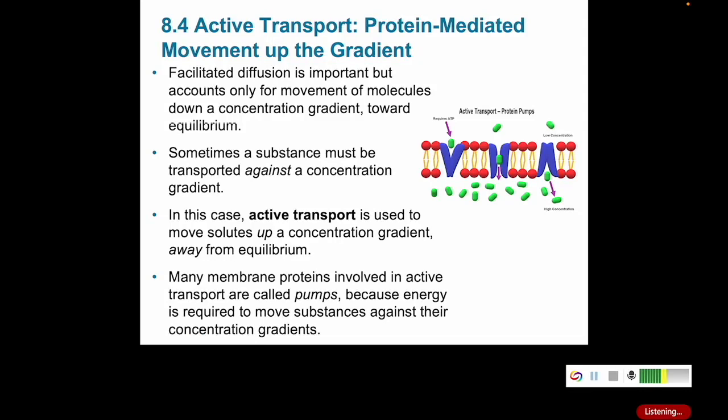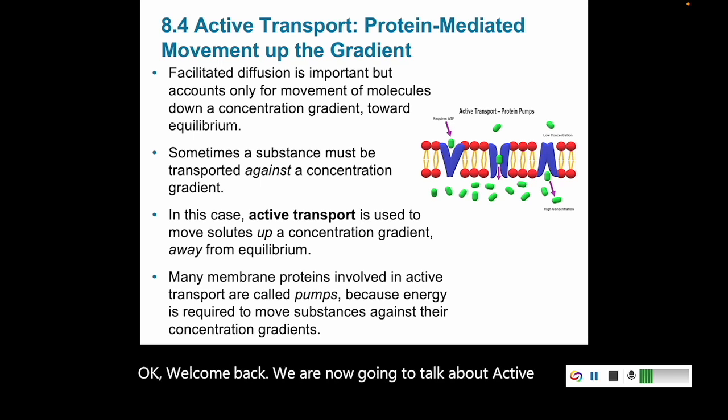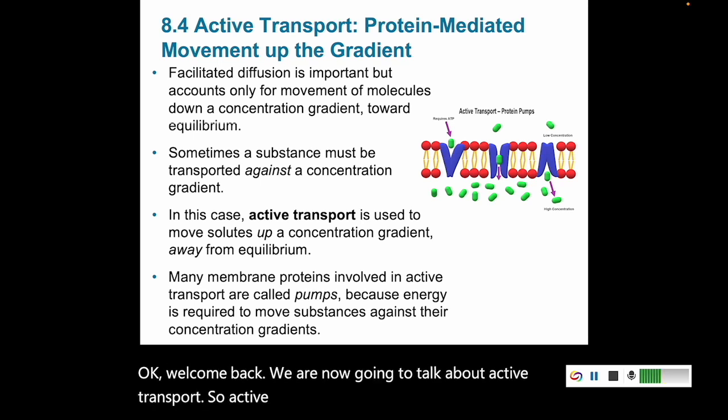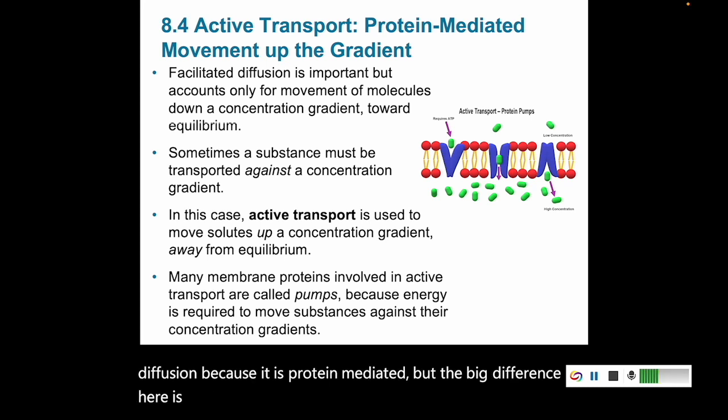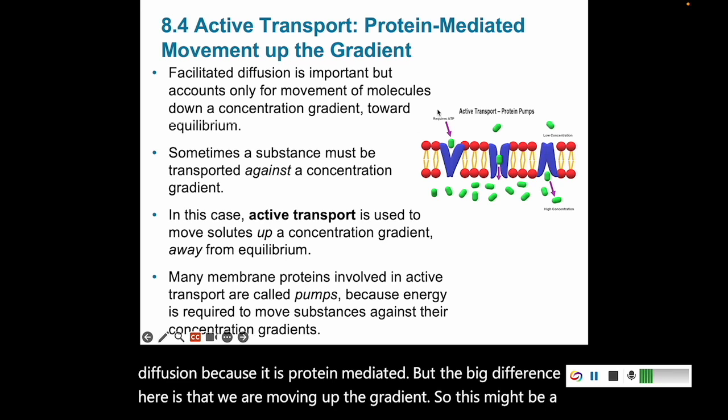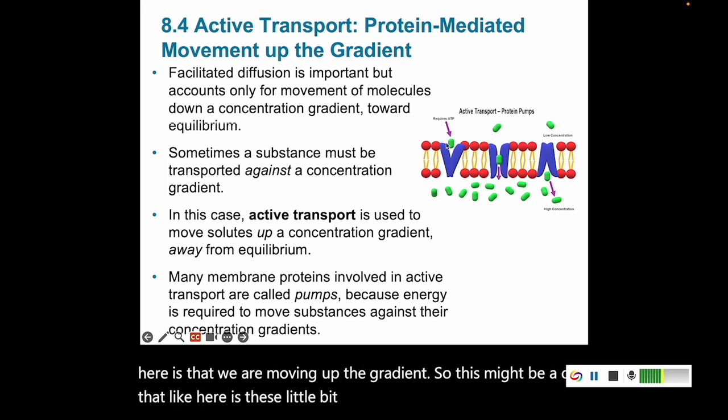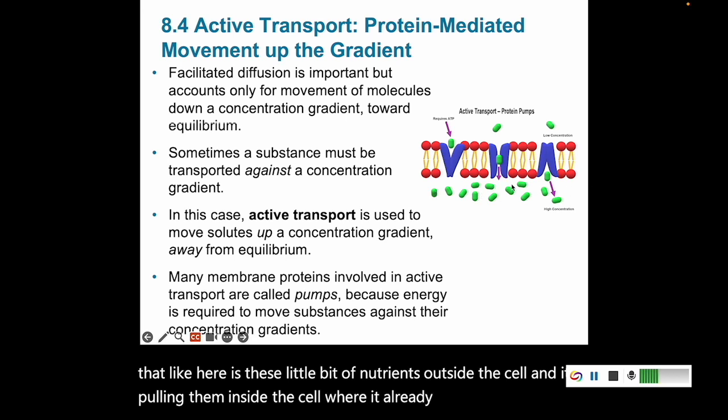Okay, welcome back. We are now going to talk about active transport. Active transport is kind of similar to facilitated diffusion because it is protein mediated. But the big difference here is that we are moving up the gradient. So this might be a cell with a little bit of nutrients outside the cell, and it's pulling them inside the cell where it already has a lot more. It's going against that gradient.